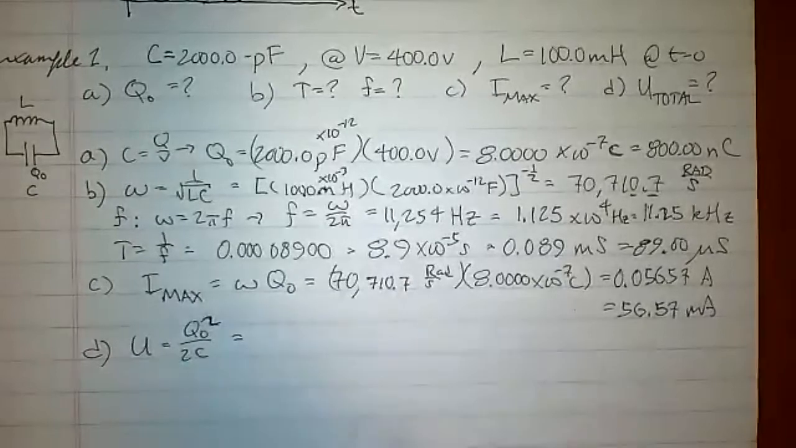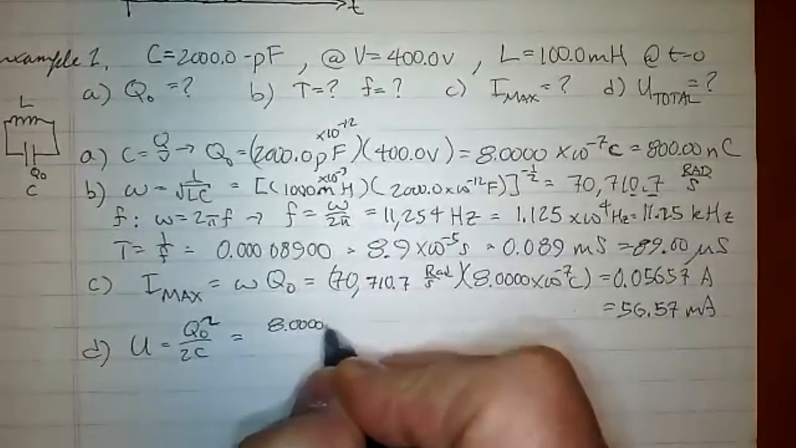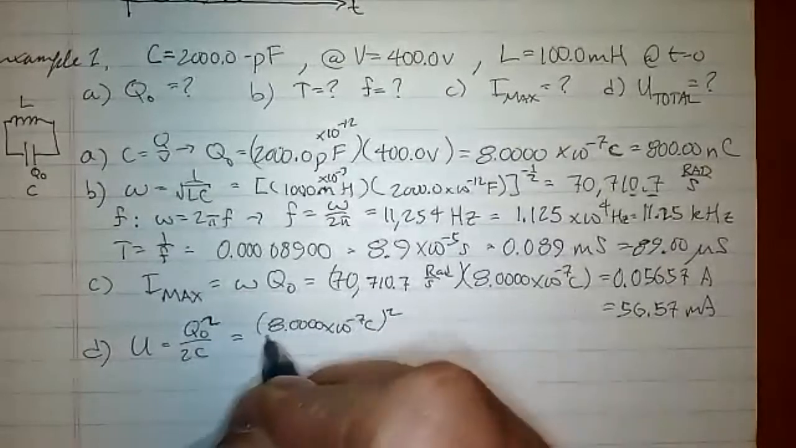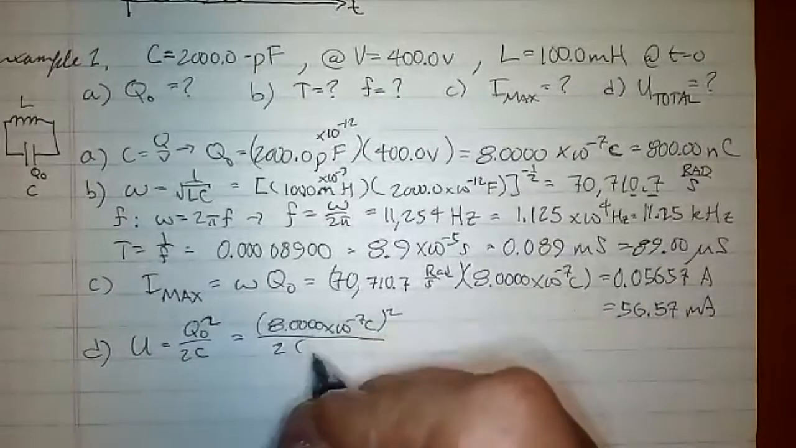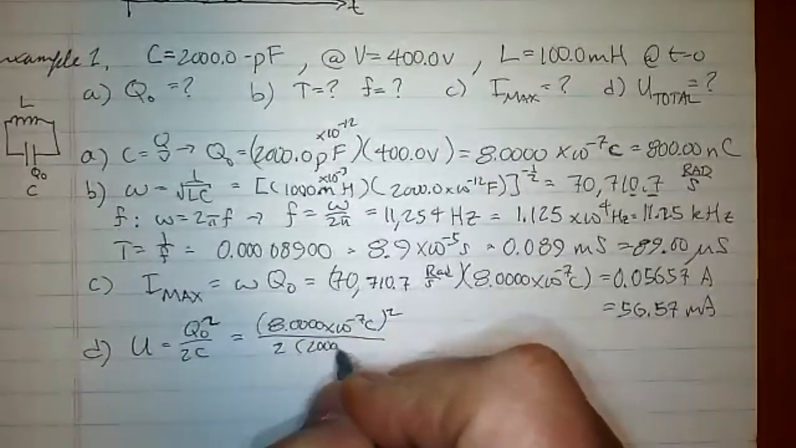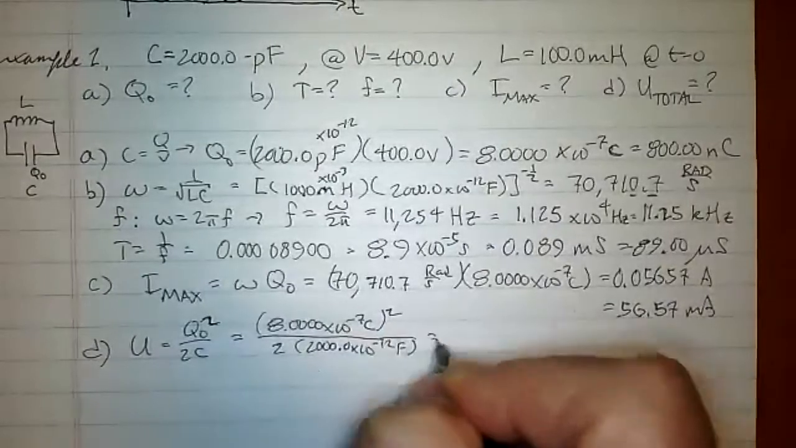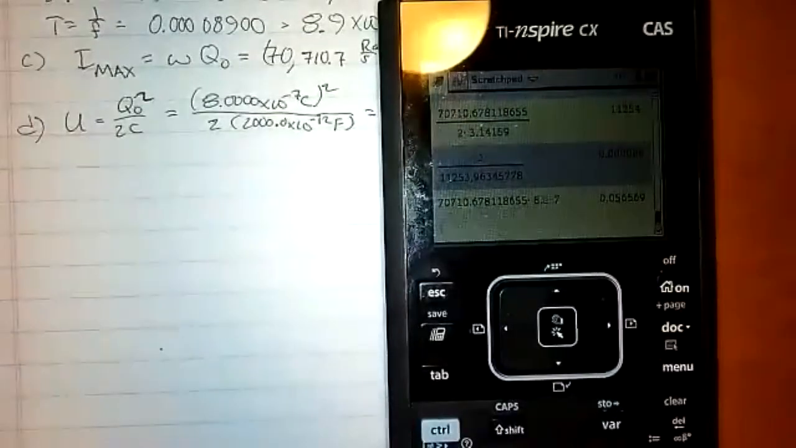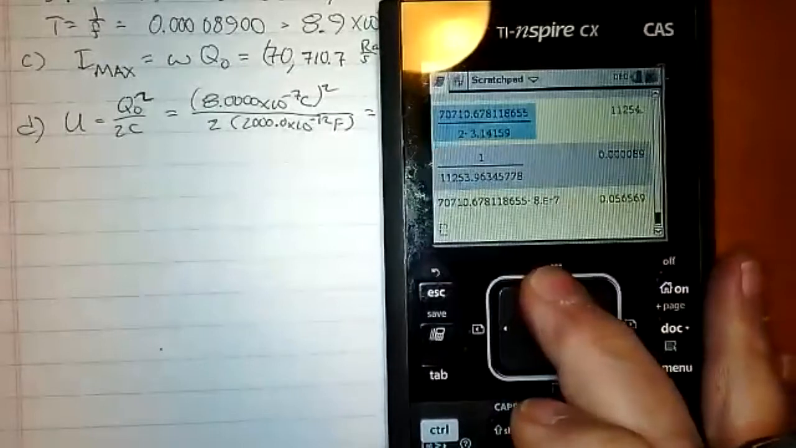So I'm going to say it is 8.0000 times 10 to the negative 7 coulombs squared over 2 times, now my capacitance was 2,000 times 10 to the negative 12 farads. And I'm going to calculate that now. So let's see if we can do it. I'm going to say, again, let's go and grab that number up there already.